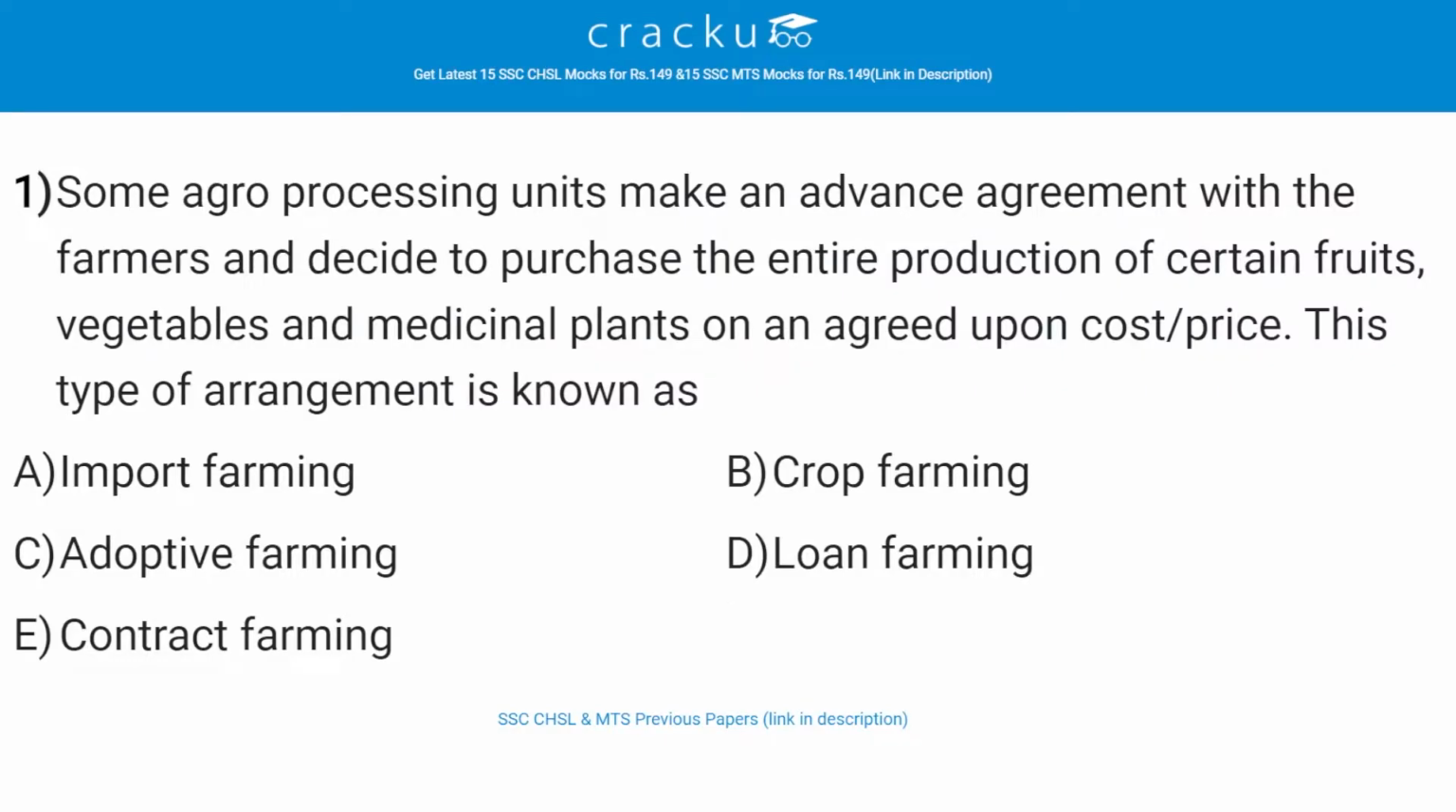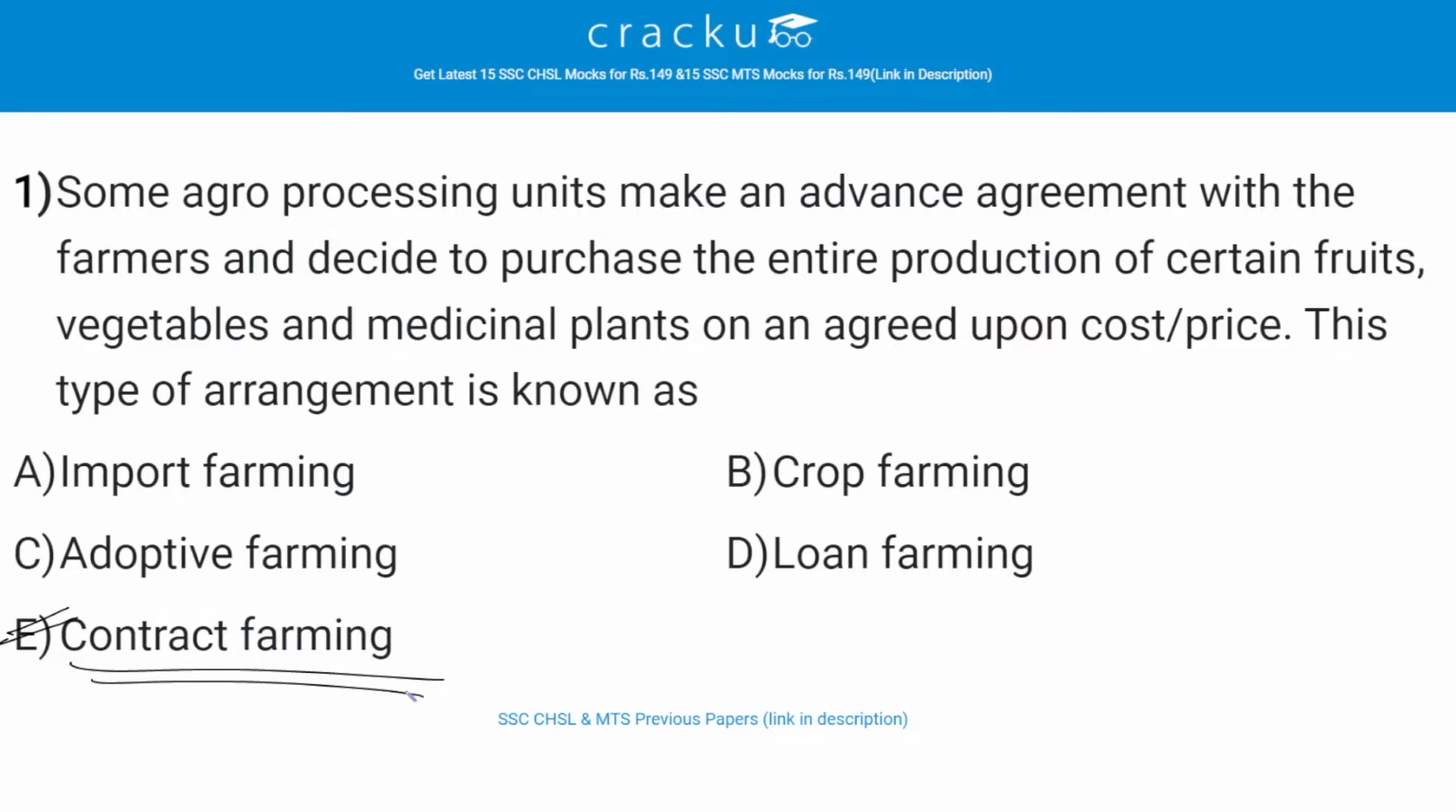Some agro-processing units make an advance agreement with the farmers and decide to purchase the entire production of certain fruits, vegetables and medicinal plants on an agreed upon cost price. This type of arrangement is known as, the correct answer is E, that is contract farming.